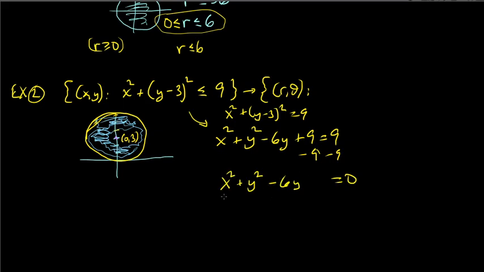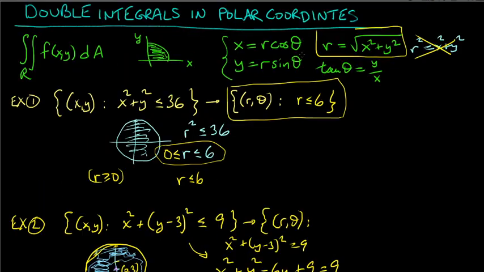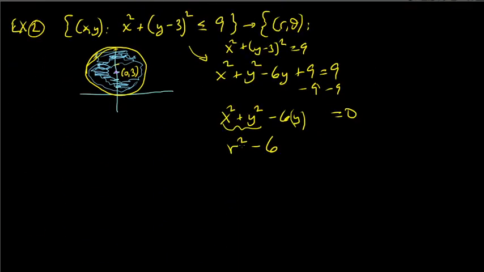Well, we know what x squared plus y squared is. We've seen that before, right? This is just equal to r squared. And now what about y? Again, that's something you should know. Y is r sine theta. So change y to r times sine of theta, and that equals 0, right?